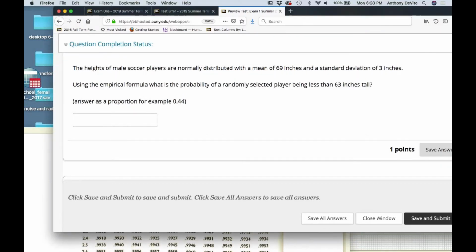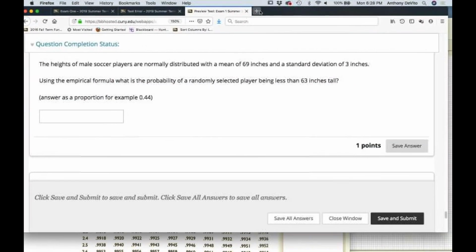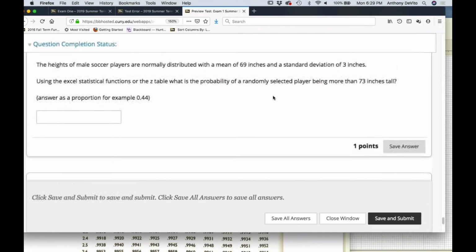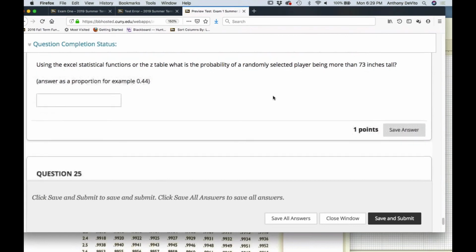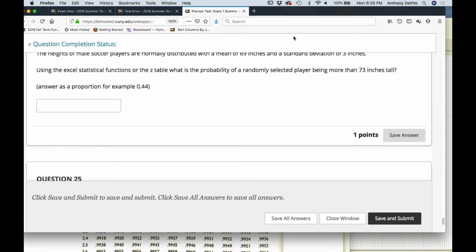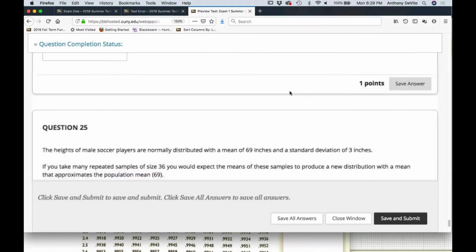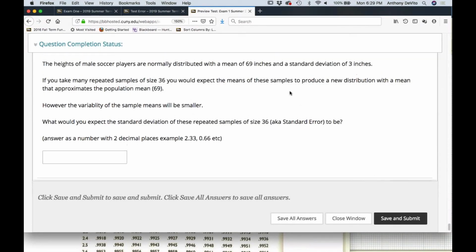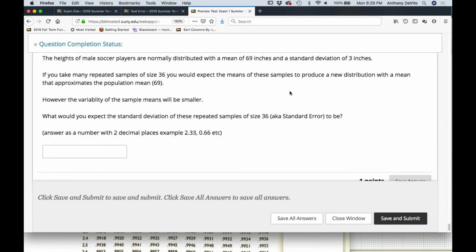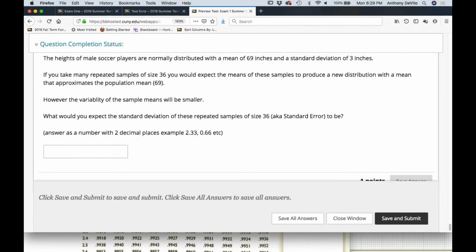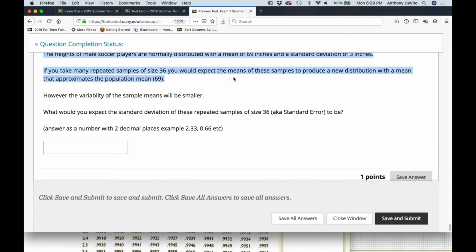Let me just get through this quickly here. The heights of male soccer players. So, again, more of the same. This one's a bit different. Heights of male soccer players are normally distributed with a mean of 69 inches and a standard deviation of 3 inches. If you take many repeated samples of size 36, you would expect the means of these samples to produce a new distribution with the same mean as the population.